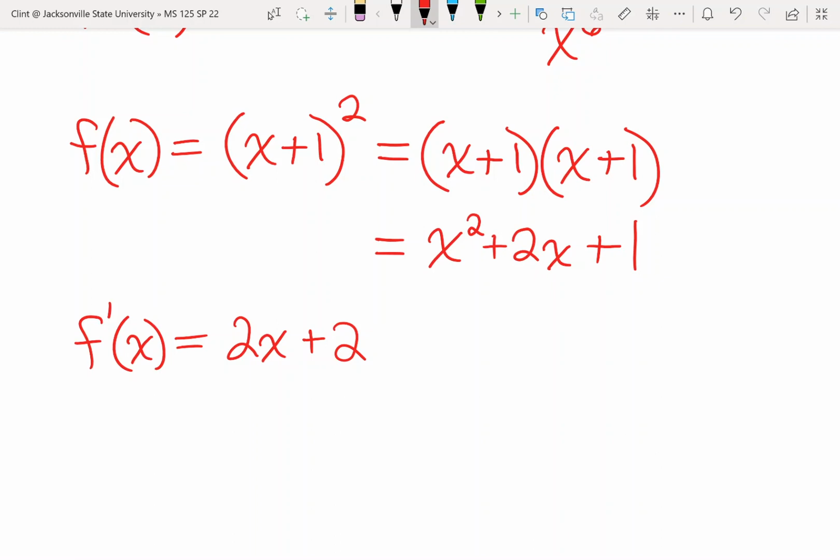We'll look at this a little bit later, but if we tried to take the derivative of each factor and then multiply them together, we're not going to get the right thing. The derivative of x plus 1 is just 1, and then the derivative of x plus 1 is 1. So if we did 1 times 1, we would get 1, which is clearly not 2x plus 2. So sadly, it's not going to be quite that easy with a product. We'll get there.